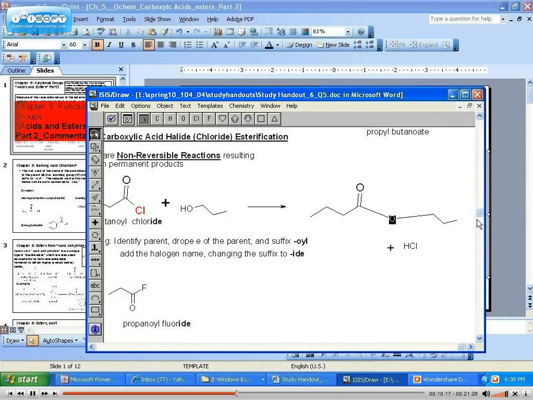That'll be a really long chain. Let me bring this over a bit. Now we have our ester, and this is a permanent ester. So notice we created, again, propyl butanoate, but now this is permanent. And then we have our leftover side product, an HCl.